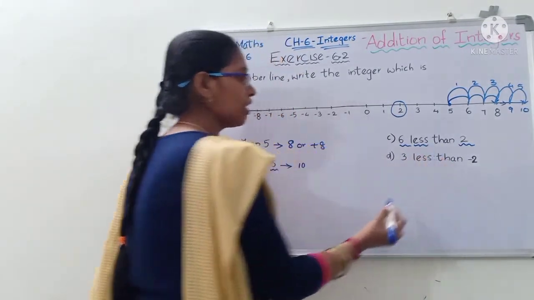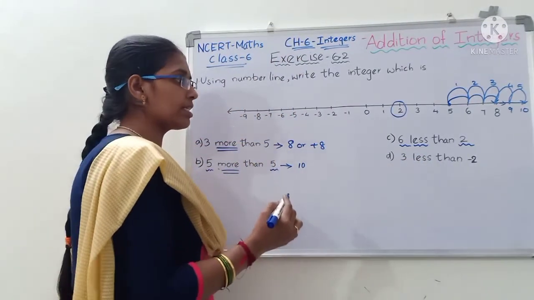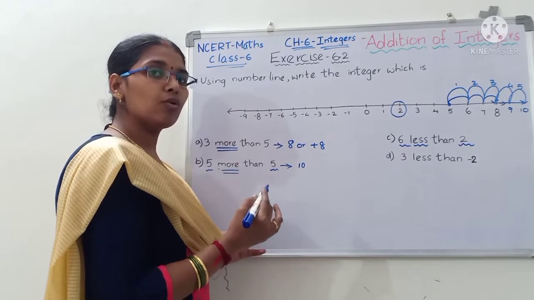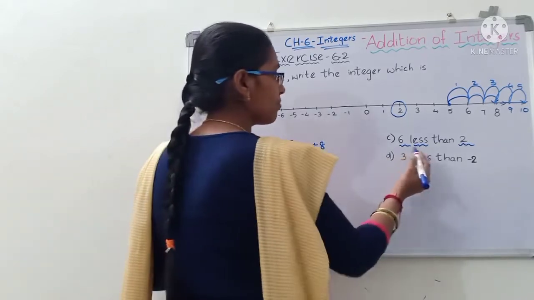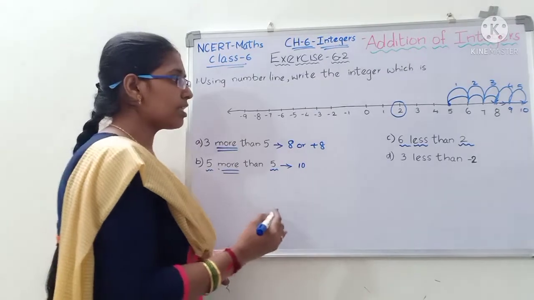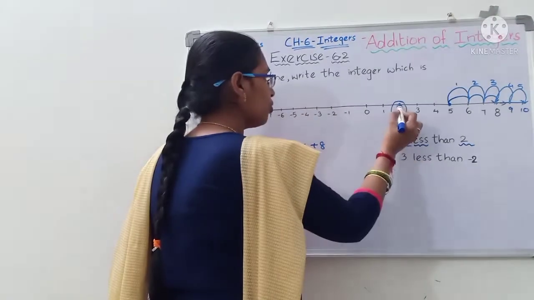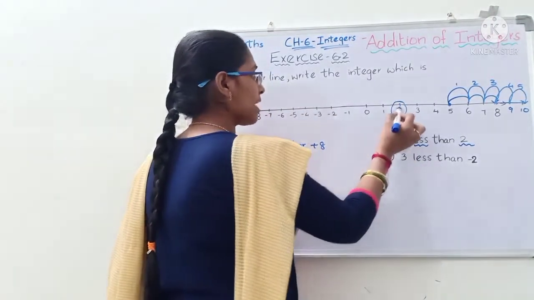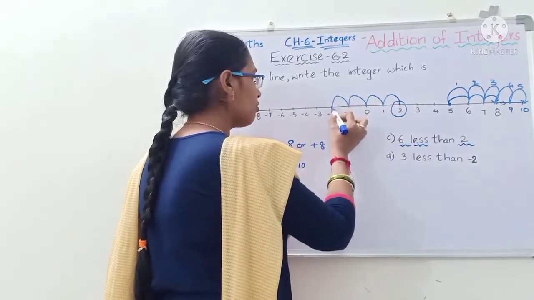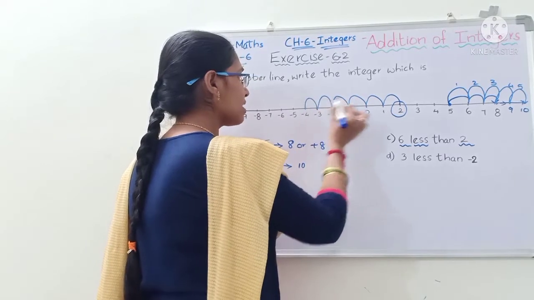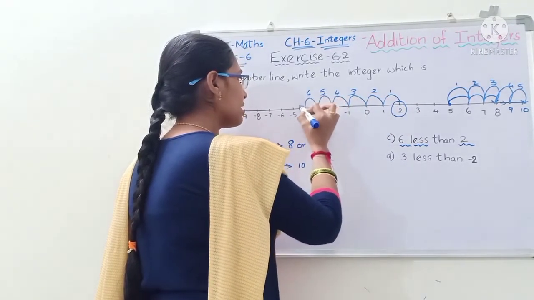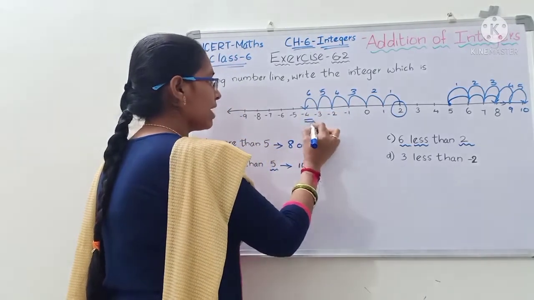Less. Less means what, children? Negative. Yes, less. It is symbolically telling we should go towards left side. More means you move towards right side. Less means you move towards left side. 6 less. So, from 2, you move 6 steps back. 1, 2, 3, 4, 5 and 6. 6 steps back you move. We got minus 4.